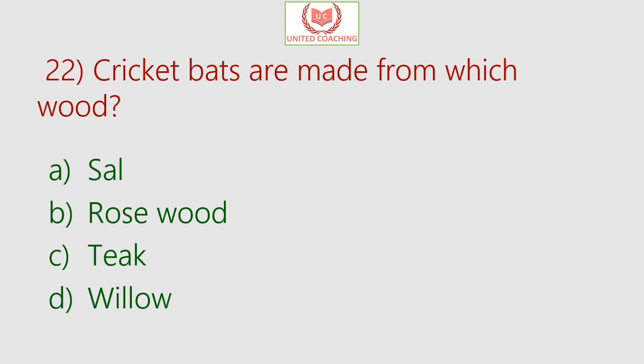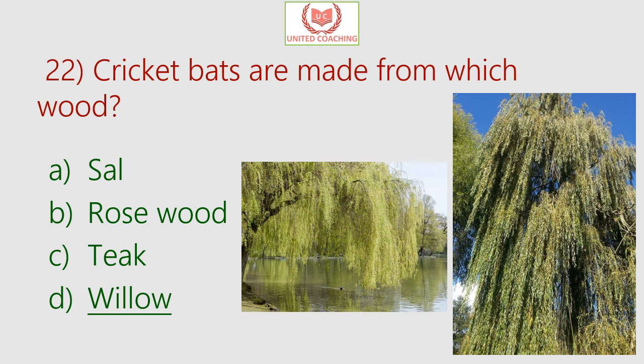Our next question is, the cricket bats are made from which wood? So is it from sal or rosewood or teak or willow? So the answer is willow. The wood of the willow tree is soft but very durable and reacts remarkably well on impact, and it is very resistant to splitting and tearing.